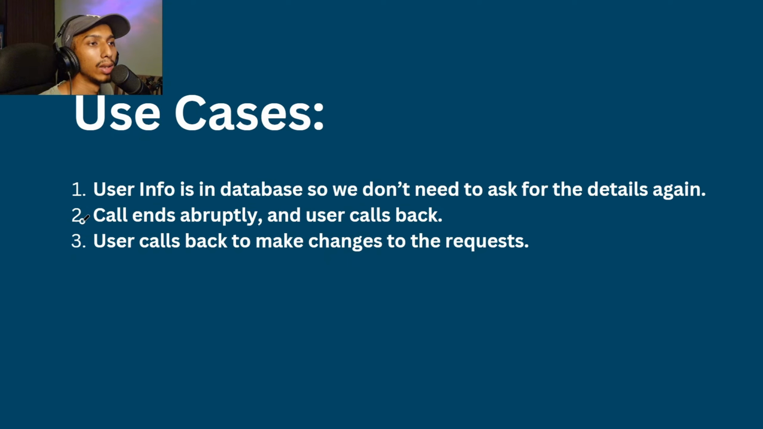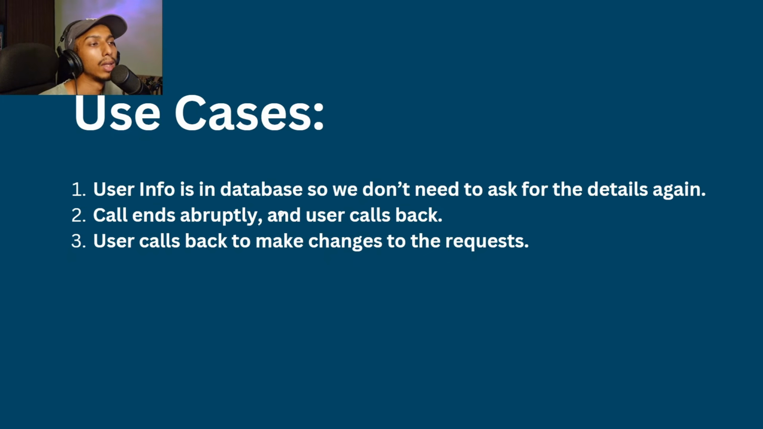Then the second use case is call ends abruptly and user calls back. Let's say the user is booking a demo maybe. Sometimes the call ends abruptly and half of the details are not captured and the user calls back. In that case the assistant will have half of the information the user gave and where this stopped. So we are able to retrieve the information which was given before and proceed with that. The third use case is user calls back to make changes to the requests.